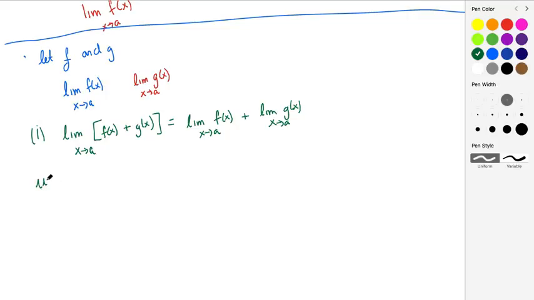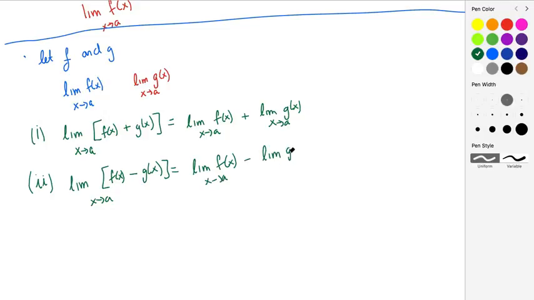The second property that we're going to look at is when we subtract two functions. If you have the limit of f of x minus g of x as x approaches a, to get the solution, all you have to do is take the limit of f of x as x approaches a minus the limit of g of x as x approaches a. So you can just do them separately, just like you did with the addition.